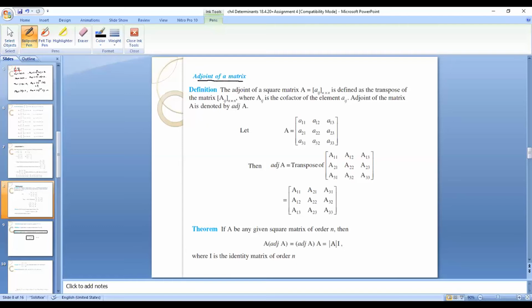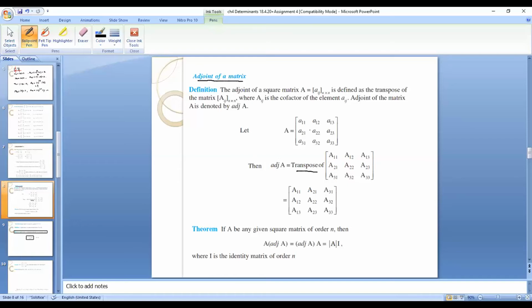Let A be the matrix with entries A11, A12, A13, A21, A22, A23, A31, A32, A33. Then we have to find adjoint. Adjoint is the transpose of all the cofactors. The very first step is we will write all the cofactors. When we have written all the cofactors, then we will take its transpose. What is transpose of a matrix? Changing all rows into all columns. When we are converting all rows to all columns, we say that we have taken transpose of a matrix.